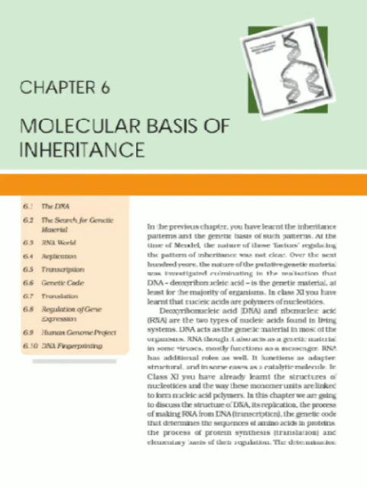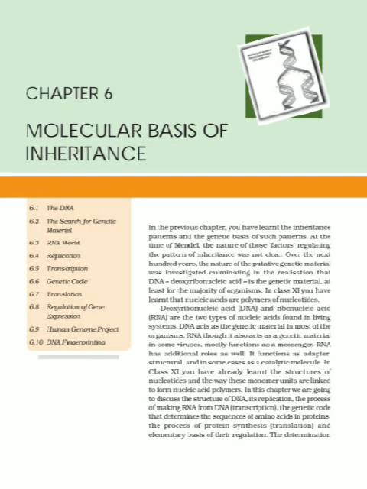In class 11th, you learned that nucleic acids are polymers of nucleotides. Deoxyribonucleic acid (DNA) and ribonucleic acid (RNA) are the two types of nucleic acids found in living systems. DNA acts as the genetic material in most organisms. RNA, though it also acts as genetic material in some viruses, mostly functions as a messenger. RNA has additional roles as well.